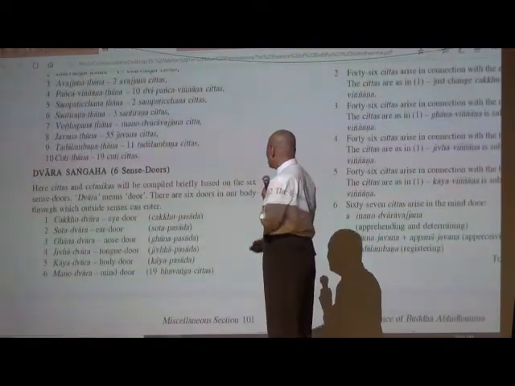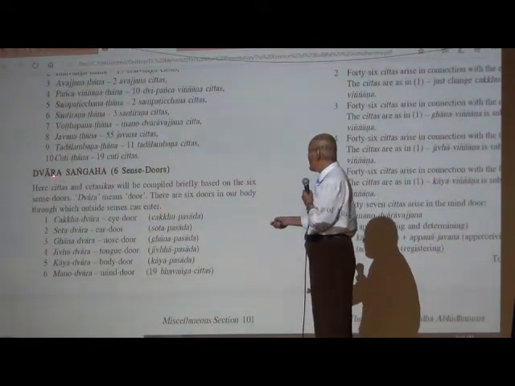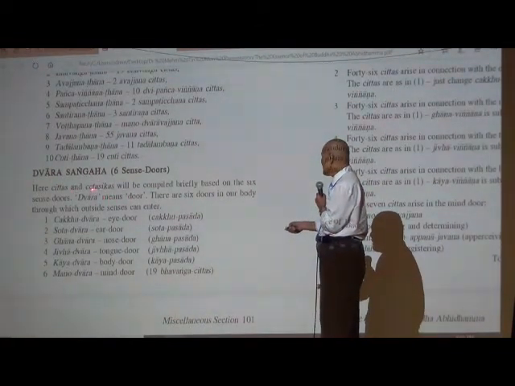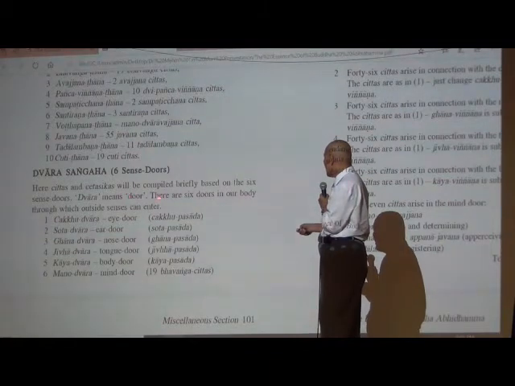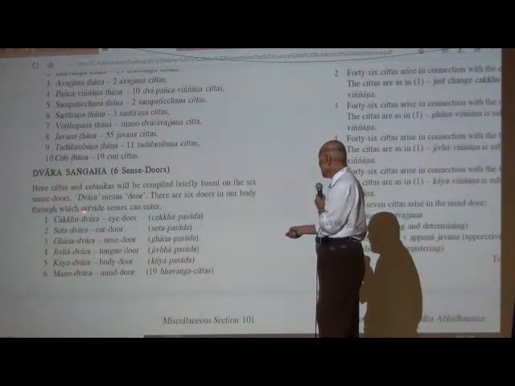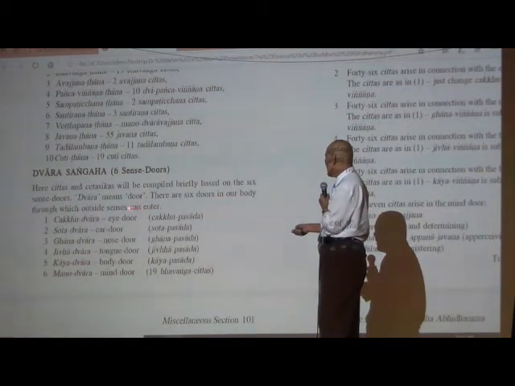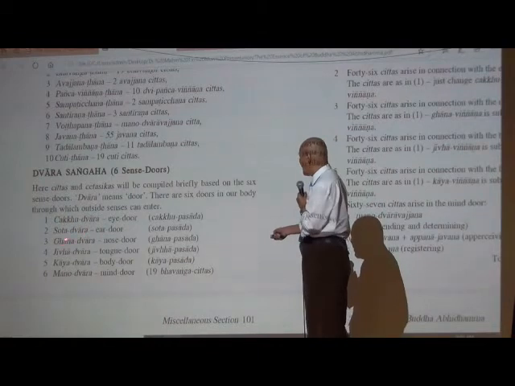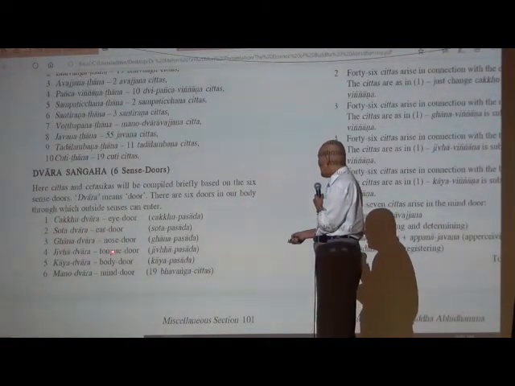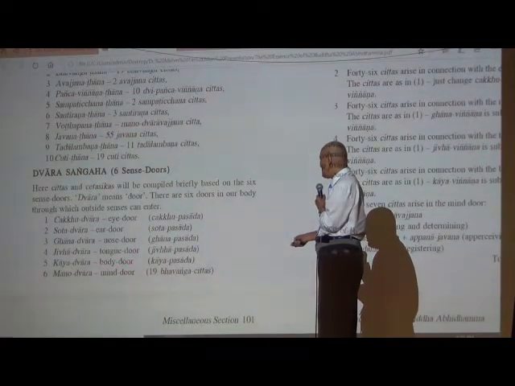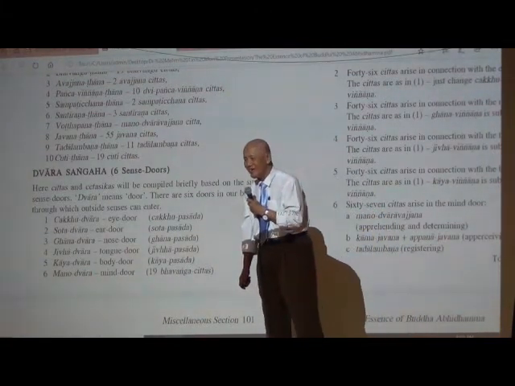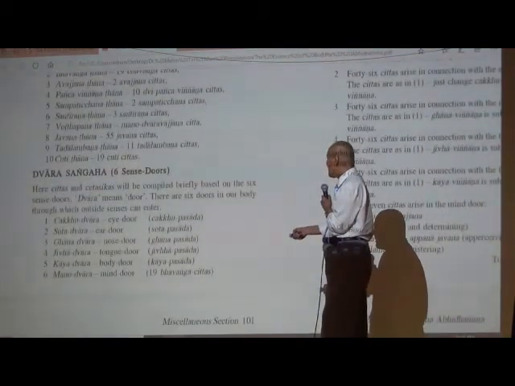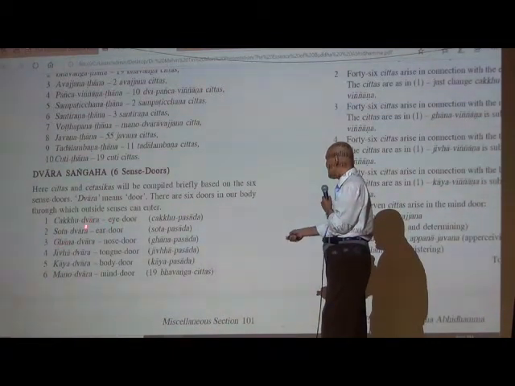Okay, we go to the next sangha now, Dwara Sangha. Dwara means door. So here, chaita and chaitasika will be compiled briefly, based on the six sense doors. There are six sense doors in our body through which outside sense objects can appear or can enter the mind, we can say. So, chakkhu dwara is eye door. Sota dwara, ear door. Ghana dwara, nose door. Jivha dwara, tongue door. Kaya dwara, body door. Please read also. Mano dwara, mind door. So again, very easy. You already know. The eye, chakkhu is the eye, sota is the ear. Yeah, it's easy.